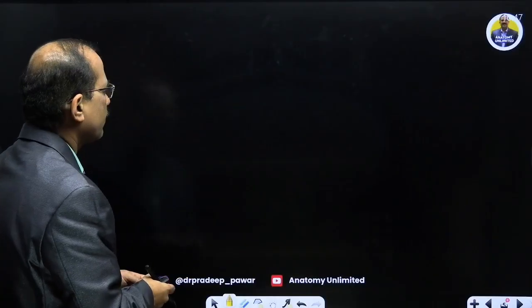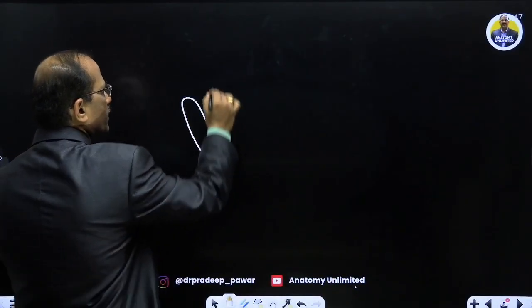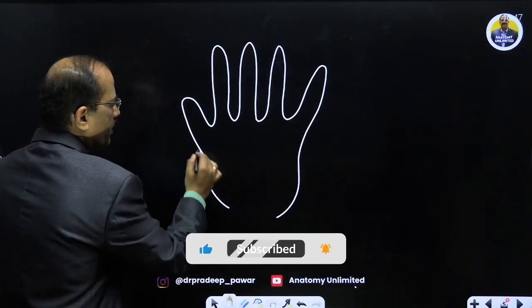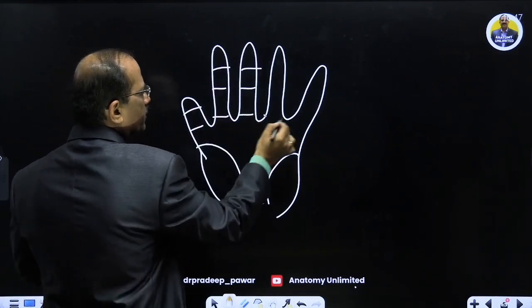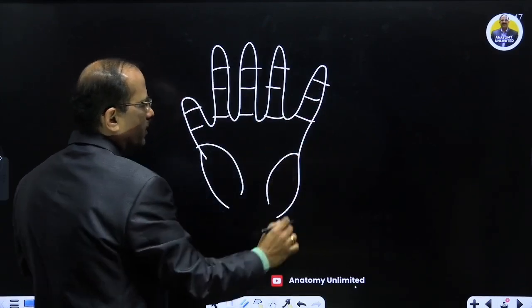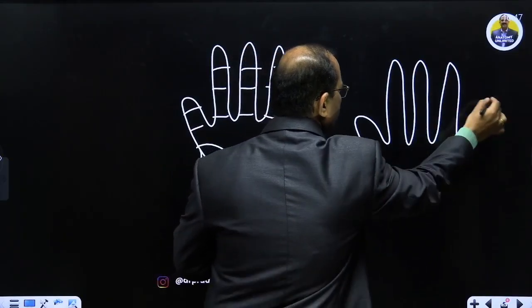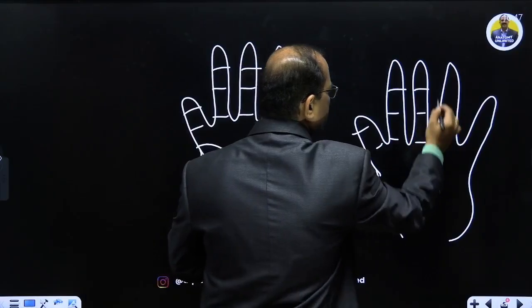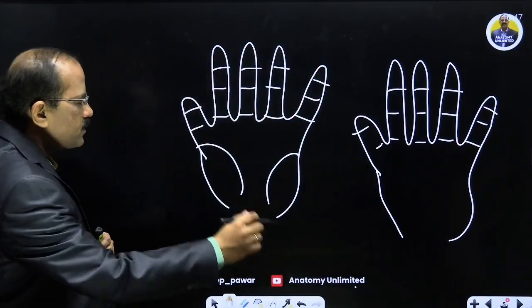Let me draw one more slide for you. Look, this is the palmar aspect. I have drawn the palmar aspect like this, thenar and hypothenar eminence. And this is the dorsal aspect. Fine. So, who supplies the skin?